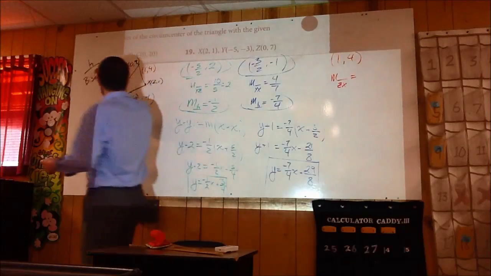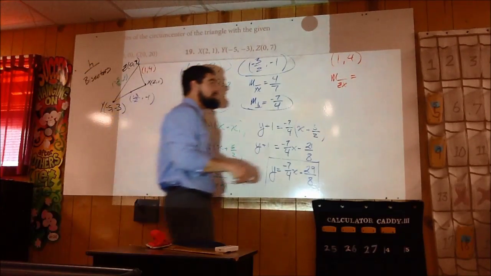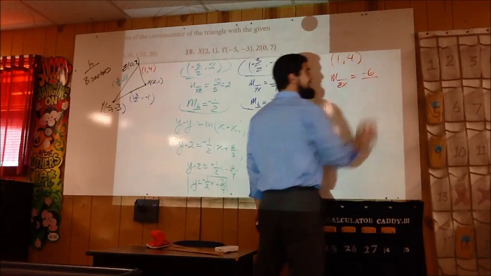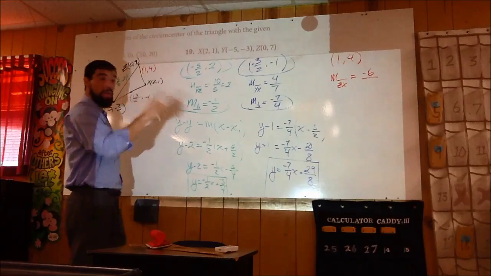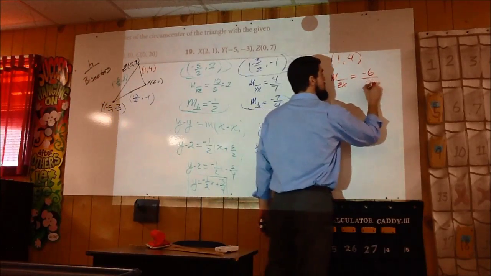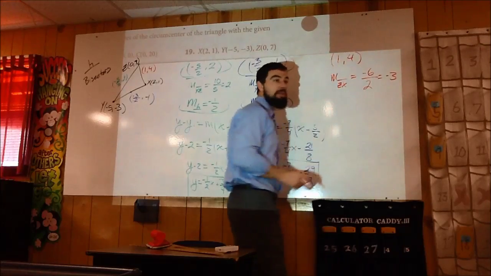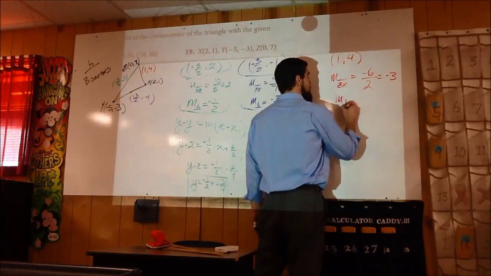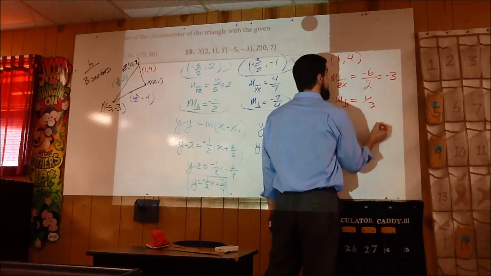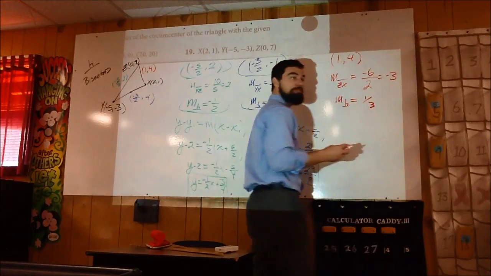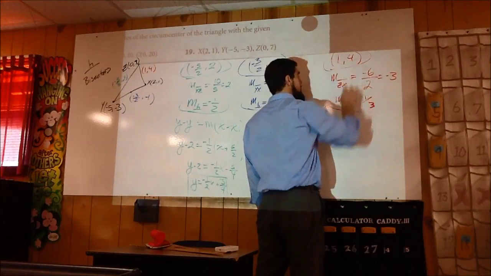I can see that the rise starts at 7 but goes down to 1. So that's subtract 6. Then the run starts at 0 and then goes to positive 2. So that's a change of positive 2. So negative 3 would be my slope. So what's the slope of a perpendicular line? Positive 1/3. So I've got my perpendicular slope and I've got my midpoint because it's bisecting it.